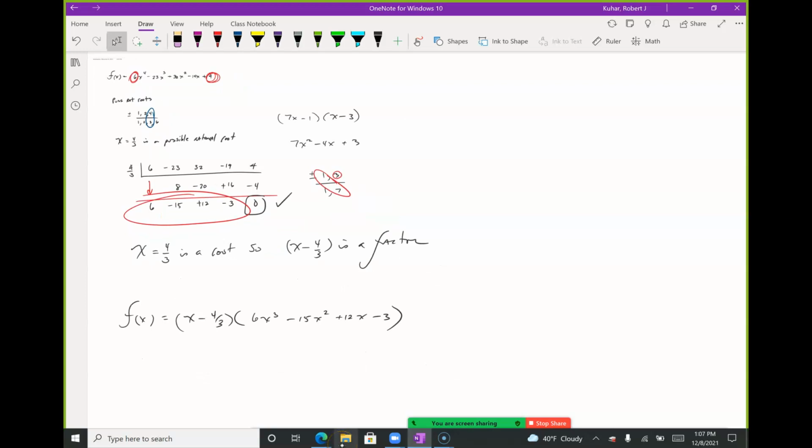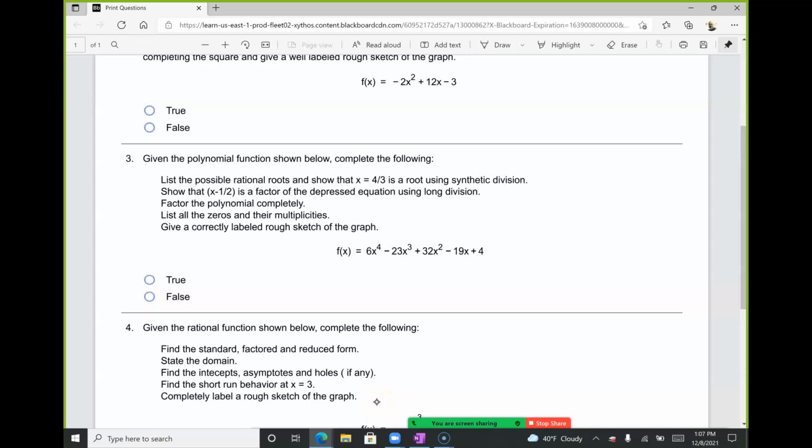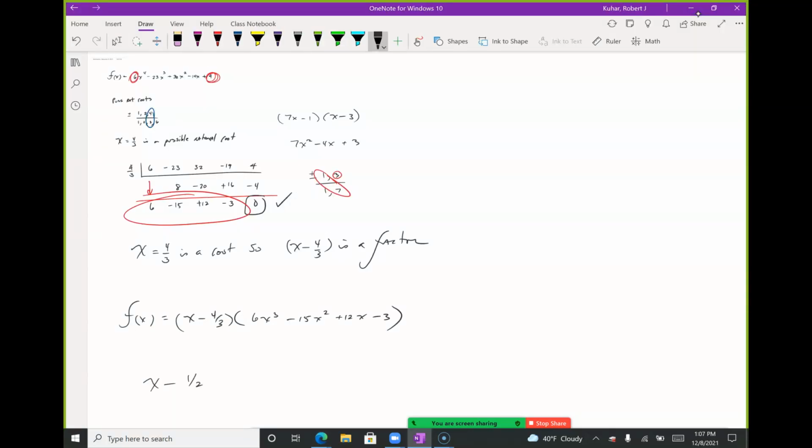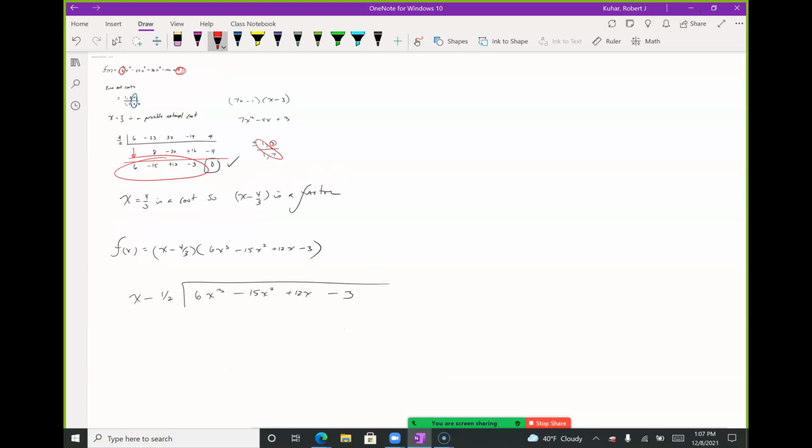So the next part of my question is, can you show using long division that x minus a half is a factor? So we're going to long divide x minus 1/2 into that depressed equation. I'm asking x times what gives me 6x cubed, and that's 6x squared. Then I come back and multiply, and I get 6x cubed minus 3x squared. Everybody with me? Change the signs and add. That first one goes away. We eliminate all of this in synthetic division. But I get negative 12x squared plus 12x minus 3. And then rinse and repeat.